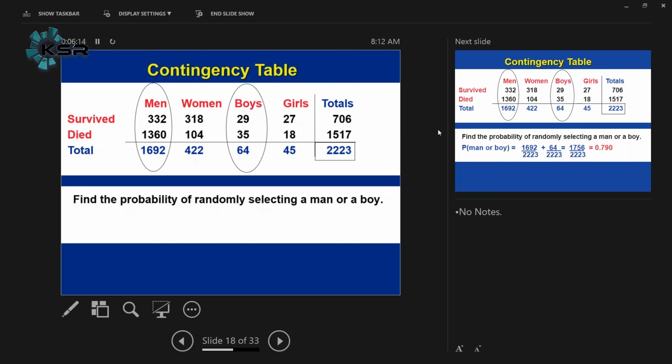Then what is the probability? P of A plus P of B. What is P of A? 1692 divided by 22223, plus 64 divided by 22223. So the answer is 79%. The probability of randomly selecting a man or boy is 79%.